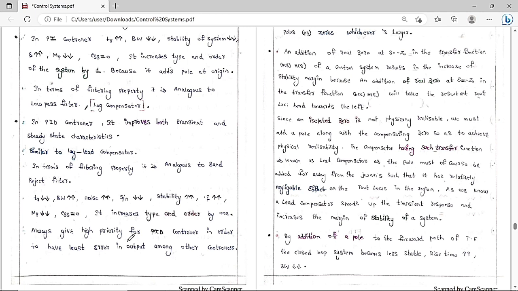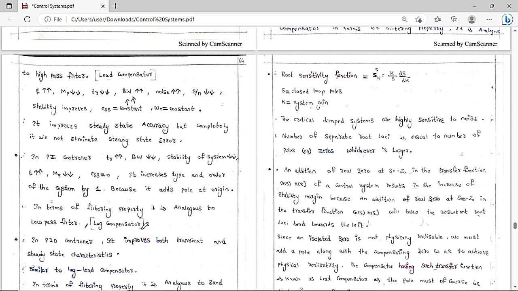So suppose a designer wants to design for the least error in the output, then always prefer the PID controller, because with this controller you will get an output with the least error. So we can say that always give high priority to the PID controller in order to have the least error in the output among any other controllers. This point you always have to keep in your mind.